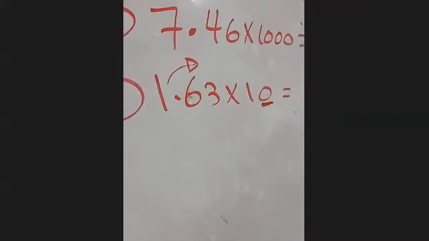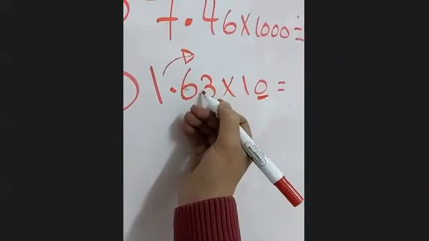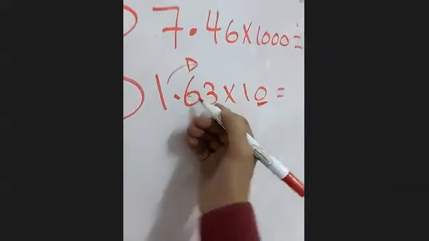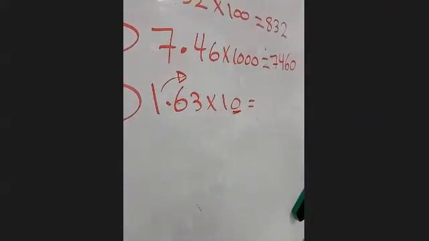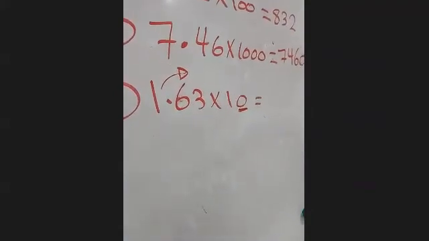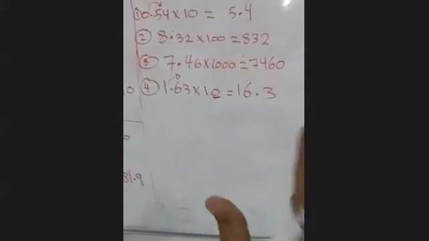It will be before the 3. Between 3 and 6, right? Yeah. So what will the answer be? Tell me. 16 decimal 3. Best. Do you understand? Yeah, I understand.